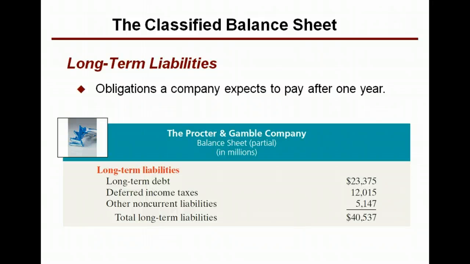Long-term liabilities are amounts that we expect to have to pay after that period of time, after an operating cycle. Here's a picture of Procter & Gamble's. They have lumped all their long-term debt into one category, and if you wanted to see what made that up, you'd have to look in the notes to the financial statements. Since Procter & Gamble is a corporation, they also have income taxes, and they have a deferred portion that's shown here.